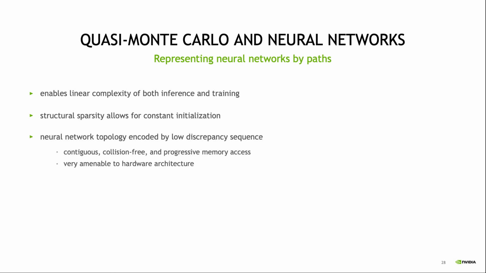Encoding the network topology by a deterministic low discrepancy sequence brings together Quasi-Monte Carlo methods and artificial neural networks, with the special advantage of ideal linear memory access for all weights, which in combination with the Sobol sequence is very amenable to computer architecture.